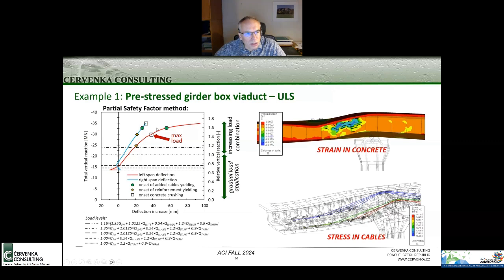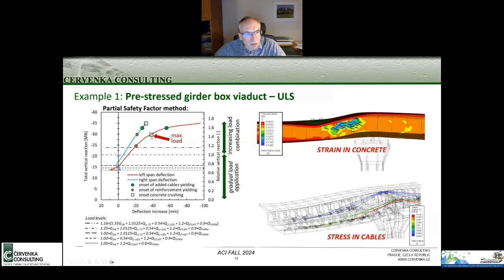So we also loaded the bridge, or the part of the bridge, up to failure. Here you see this load displacement curve. Some critical points have been identified. This point corresponds to the onset of reinforcement yielding. The green point corresponds to the start of yielding of the cables.